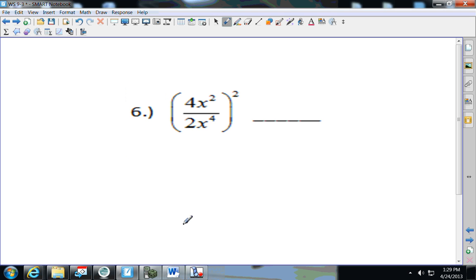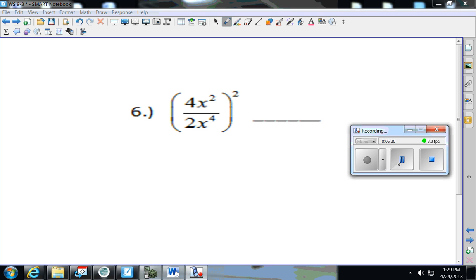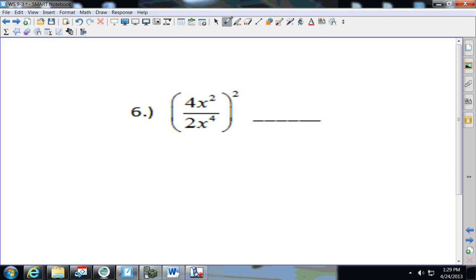And the next problem right here. All right, on number 6, right here, do what is inside the parentheses first. Okay? What is 4 divided by 2? 2. Now look at this one, though. 2 minus 4 is what? Is x to the negative 2 power.